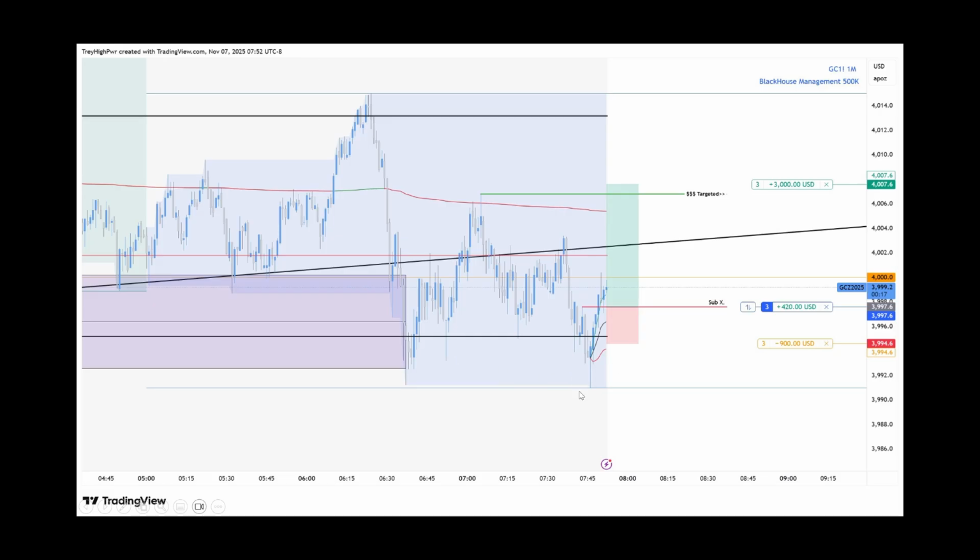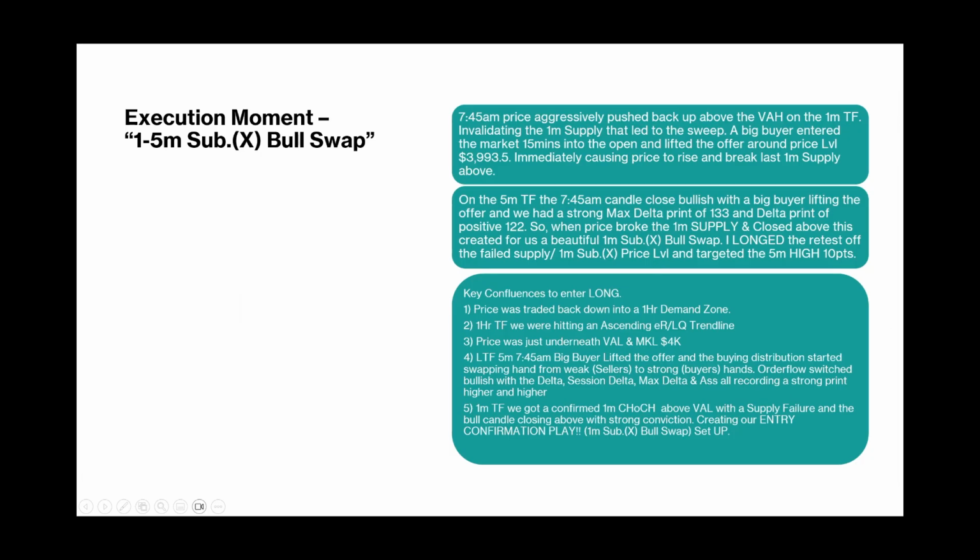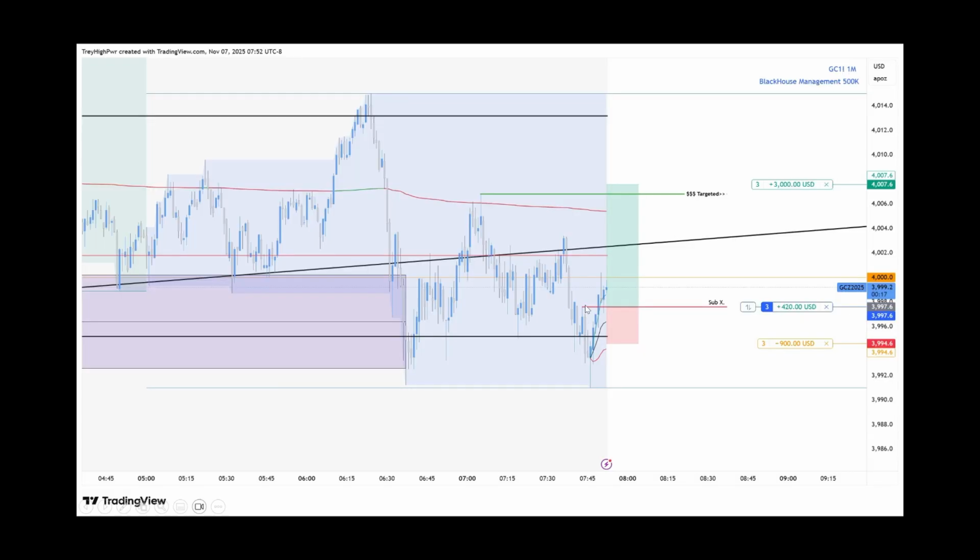Price swept it and then we reclaimed above with strong conviction. All right. And this was when the order flow shifted from bearish to bullish. So the execution moment. So this was our 1 to 5 minute sub X bull swap. At 7:45 a.m., price aggressively pushed back up above the value area high on the 1 minute time frame, invalidating the 1 minute supply that led to the sweep. This was the 1 minute supply that led to the sweep of this 1 minute candles.